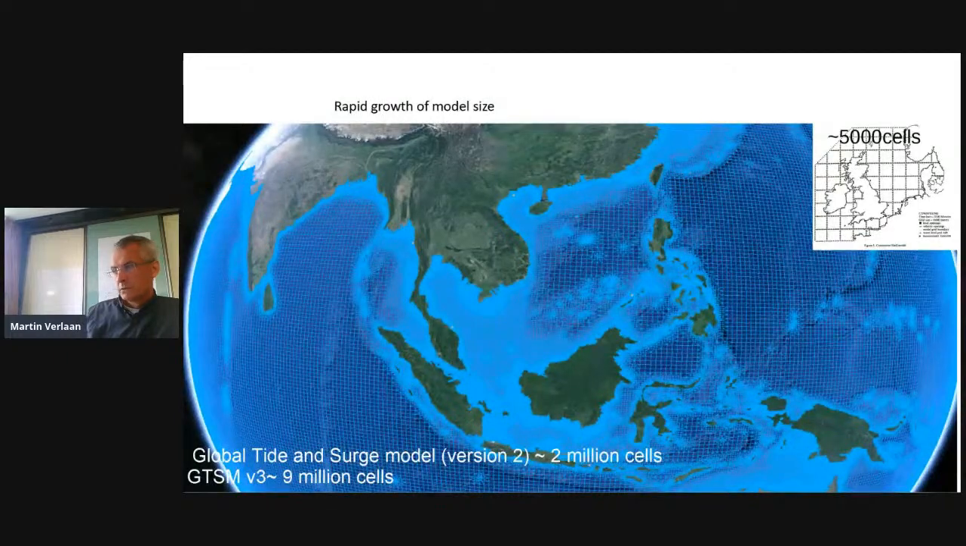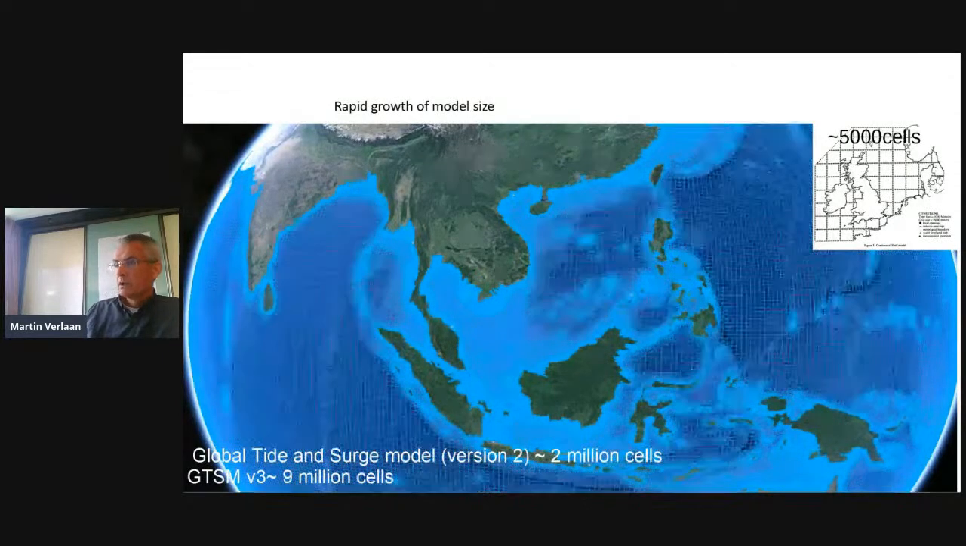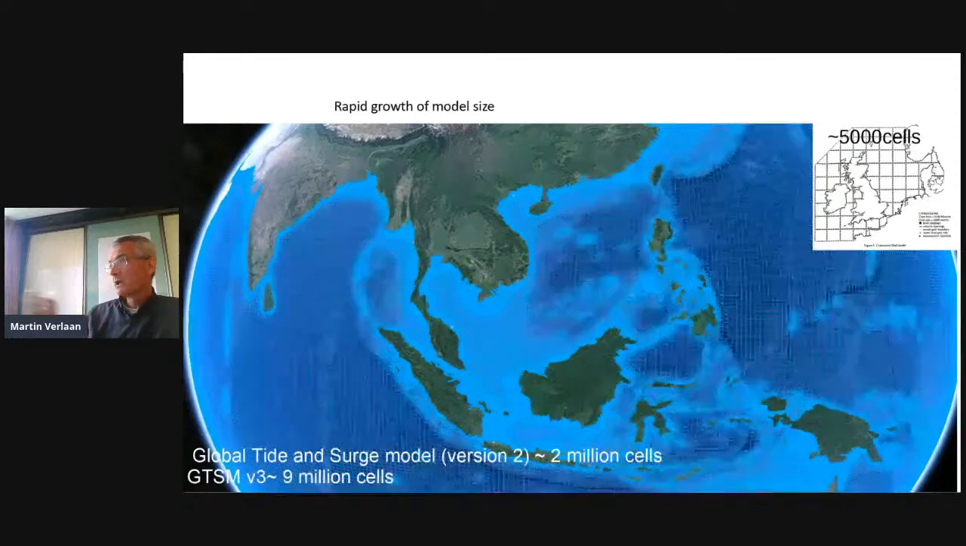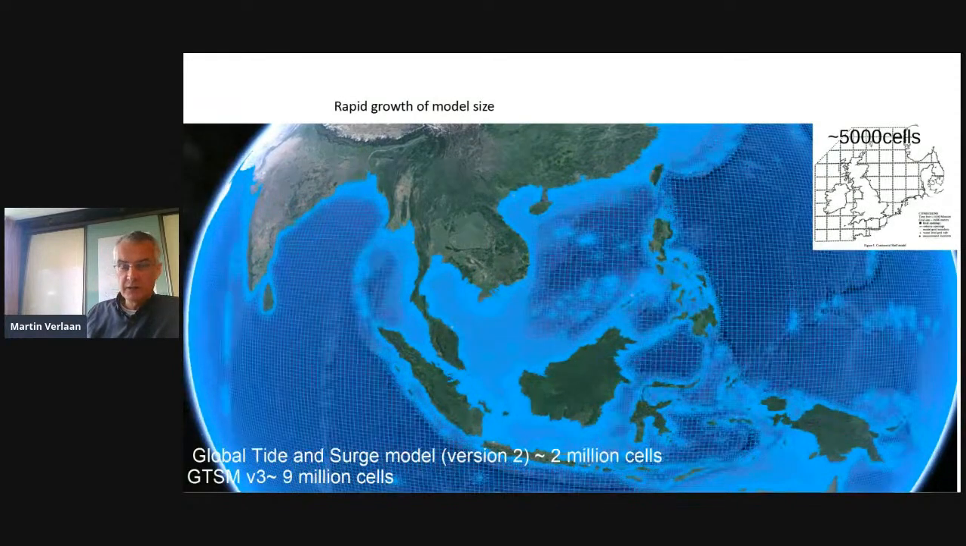To continue this line of larger and larger models, more and more data, I'd like to say something about a more recent application. In addition to some of our regional models, we also built a global scale tide and storm surge model, which has roughly 2 million cells. And we're moving towards even higher resolutions. If you compare that to when I started my career, I started with a model that had approximately 5,000 cells. So that's the order of magnitude it has grown over time. And this is still increasing quite rapidly.